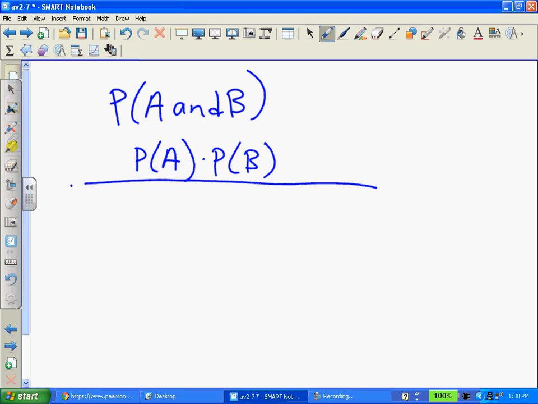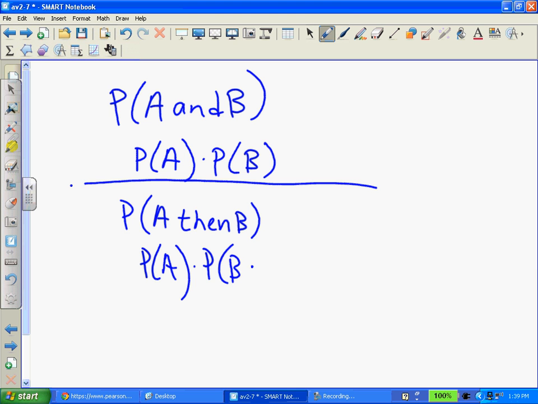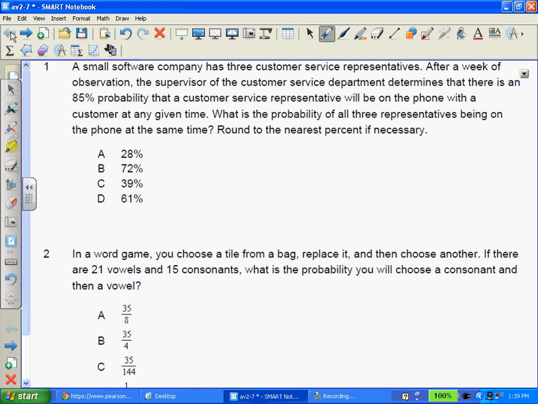That's for independent events. And then for dependent events, the probability of A, then B, is the probability of A times the probability of B after A. And we'll look at some examples in the questions on these sheets. So the first one is a small software company has 3 customer service representatives.